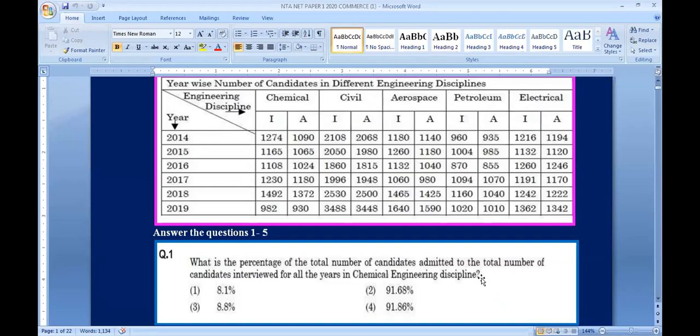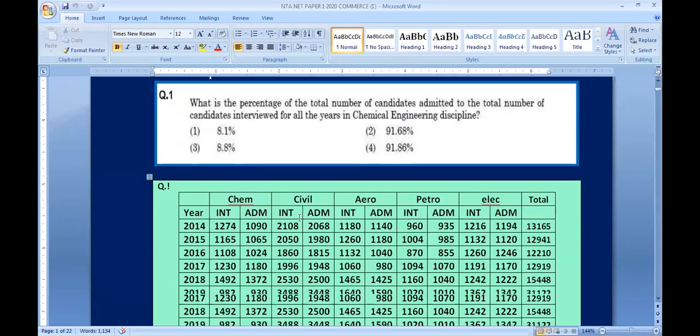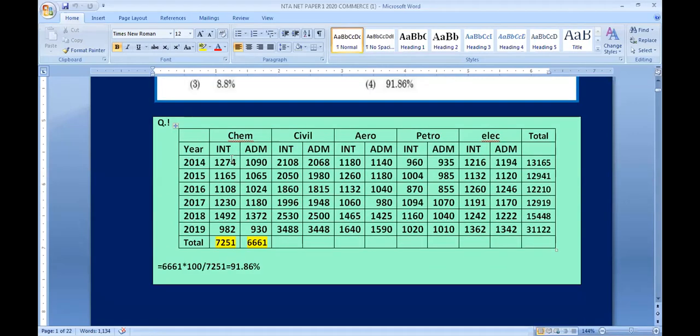Percentage of total number of candidates admitted to the total number of candidates interviewed. There are two data we need: total number of candidates admitted and interviewed, for all the years in chemical engineering discipline. Look here, chemical engineering discipline is here. They're asking all the years, so you need to add and give the data. So I have done it. I have added all the chemical engineering data.